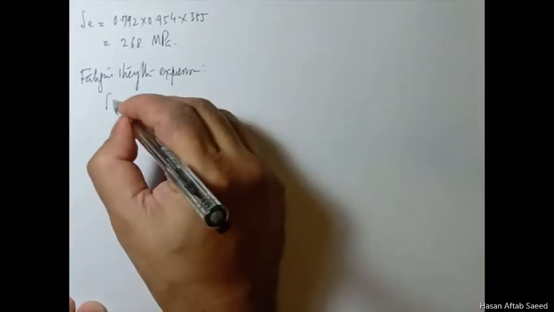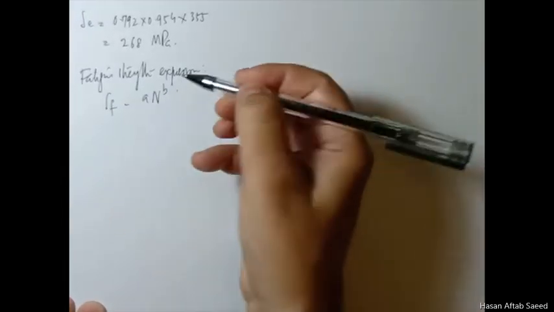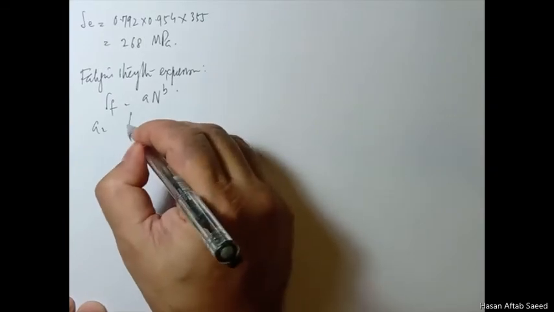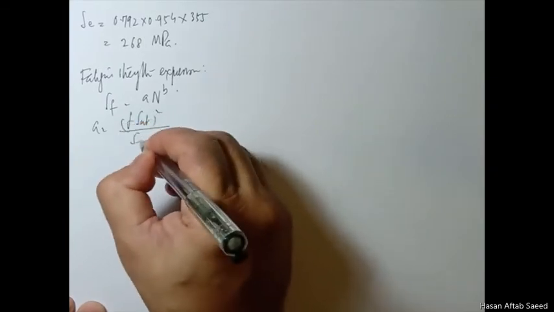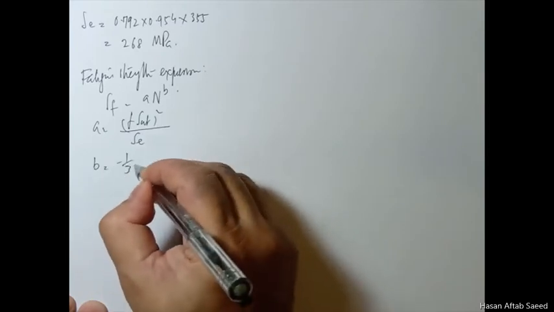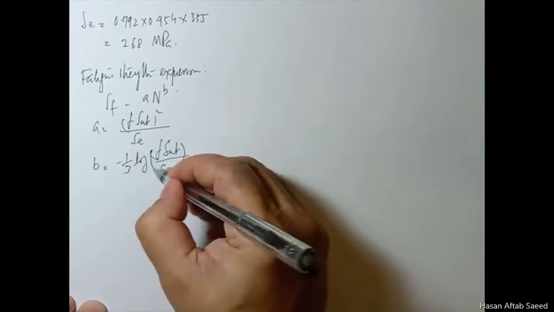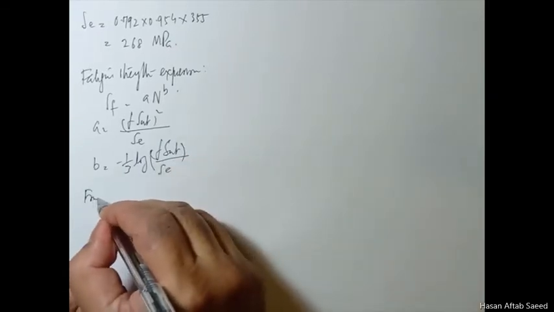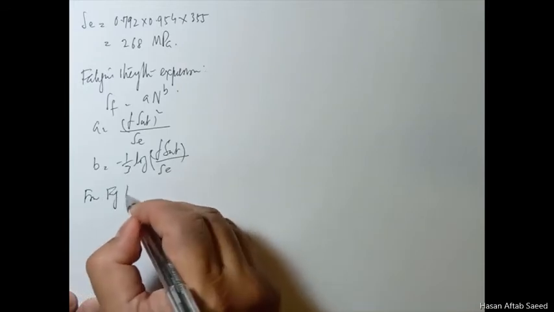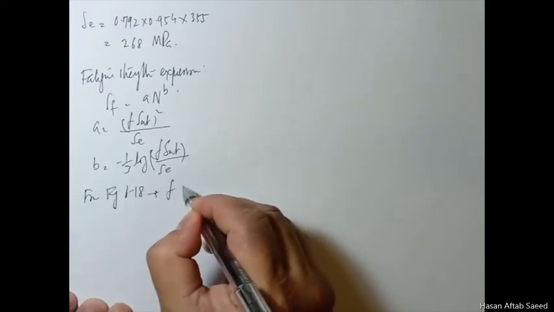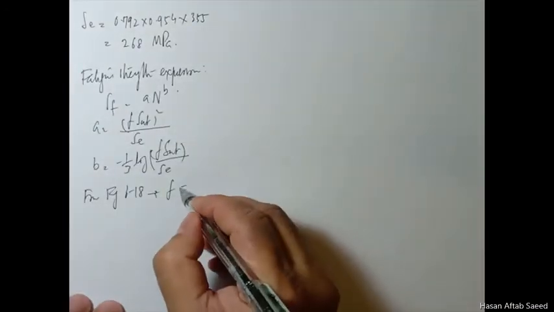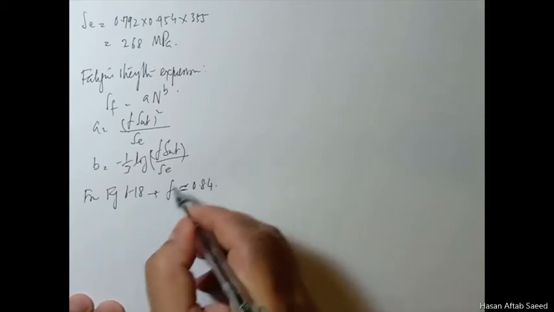Fatigue strength expression is again very familiar, nothing difficult about it. a = (f Sut)^2 / Se, b = -1/3 log(f Sut / Se). And again, we have this f here. So from figure 6.18, f turns out to be, for this ultimate tensile strength of 710, we read it against this value, and this is again 0.84.